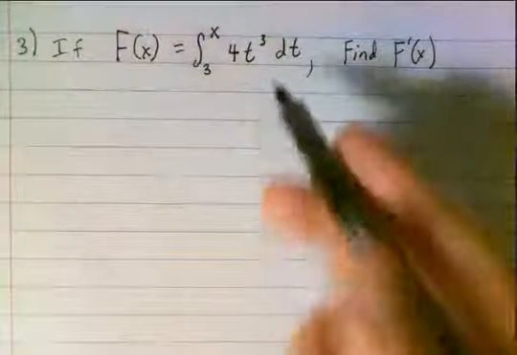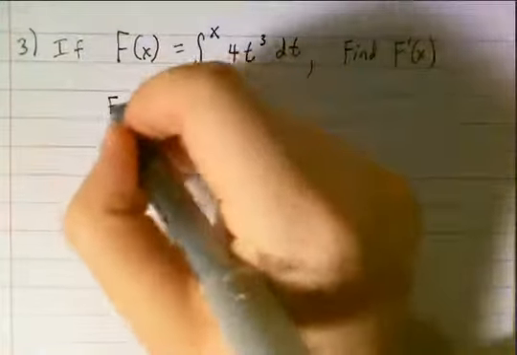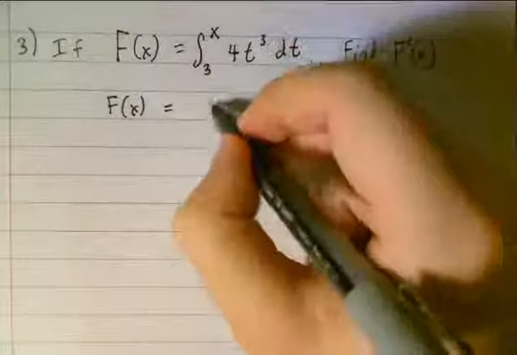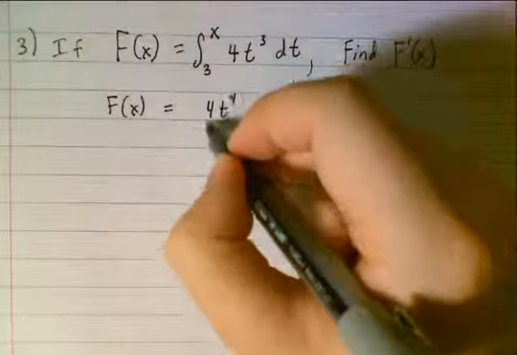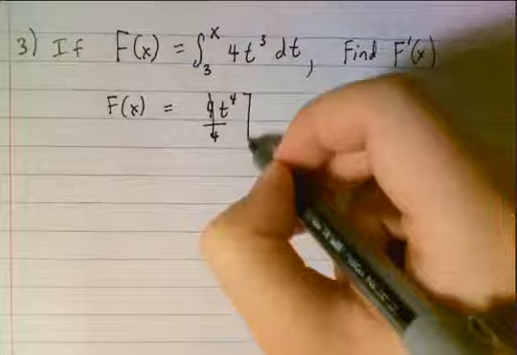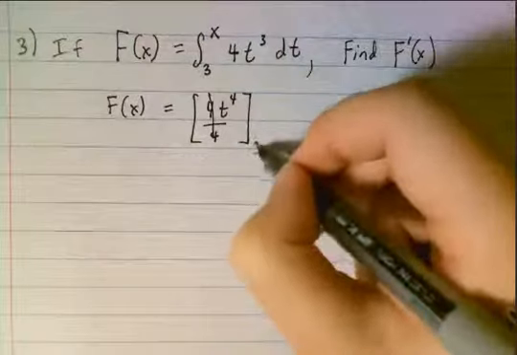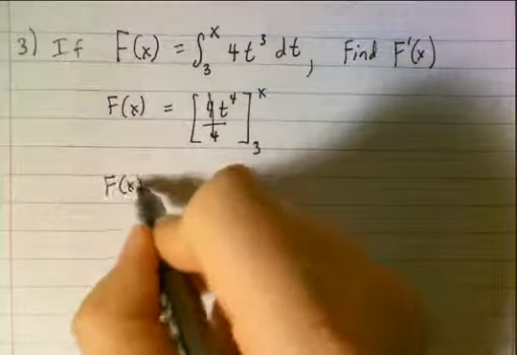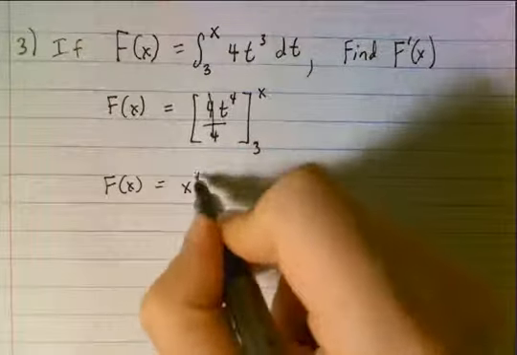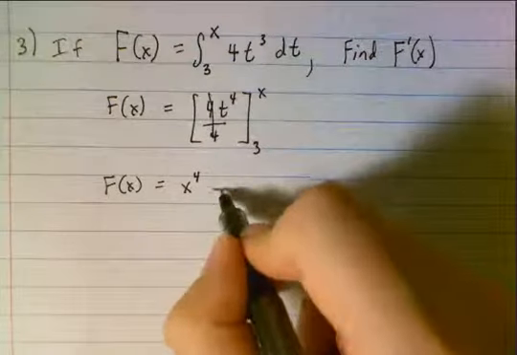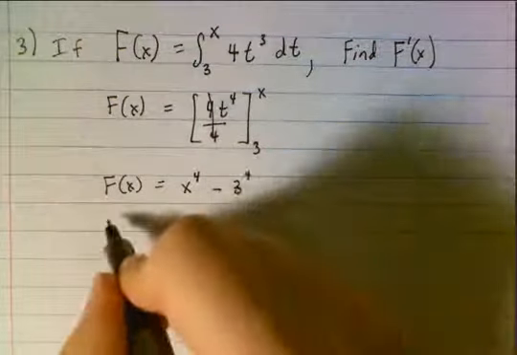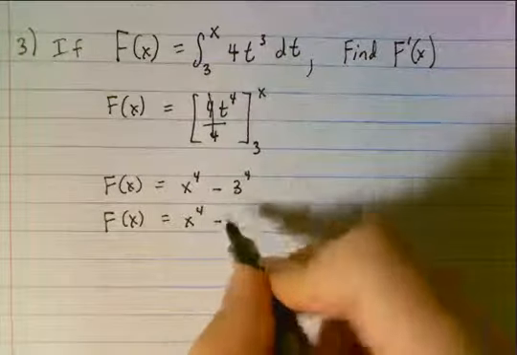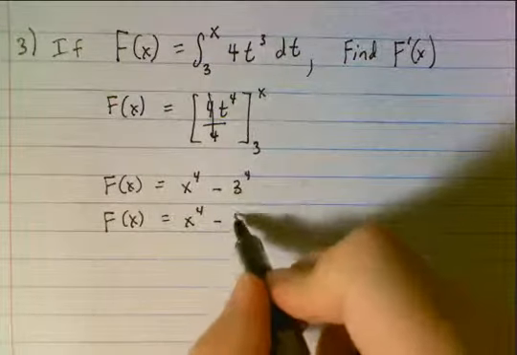So the first thing we can do is just find our normal F of x. The antiderivative of 4t cubed is 4t to the fourth divided by 4. And our bounds are x to 3. So we've got x to the fourth minus 3 to the fourth, or F of x equals x to the fourth minus 3 times 3 is 9, 9 times 9 is 81.